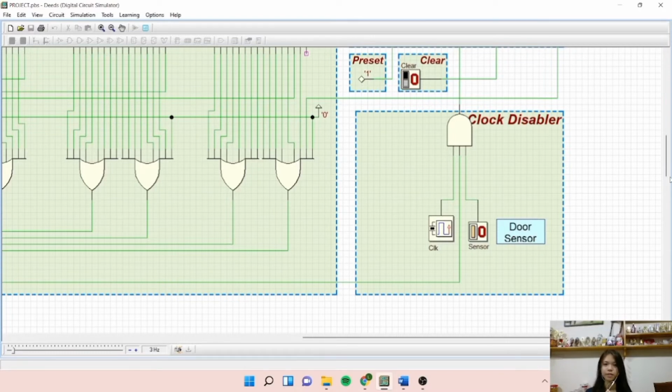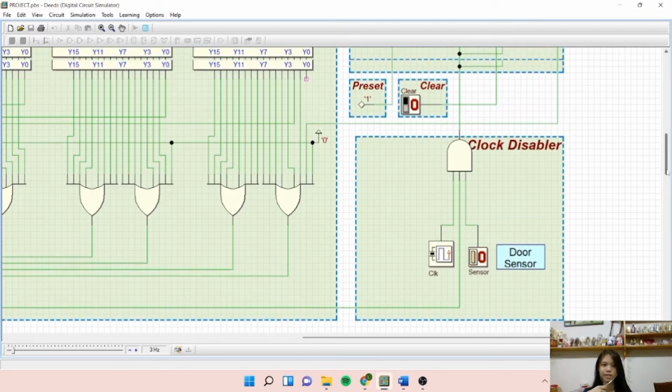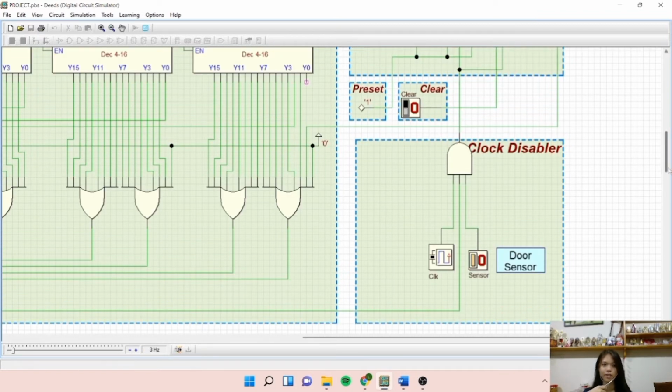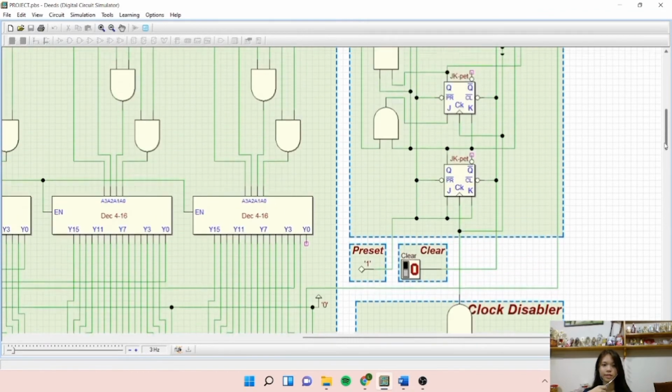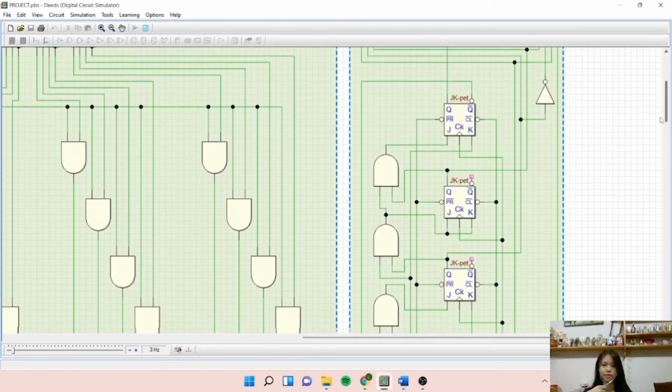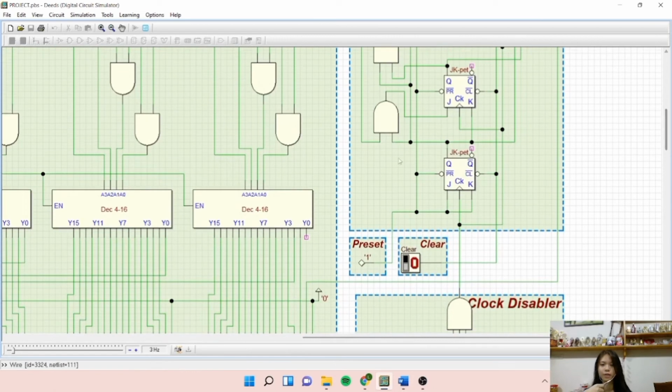Next, I would like to present the 4-bit counter. As mentioned before, the clock disabler will disable the counter if it receives 0, which is low, as an input. We can see that the outputs of the clock disabler are connected to all the clock inputs in the counter. Next, all the preset inputs in the counter are connected to 1, and our clear inputs are connected to the clear switch.